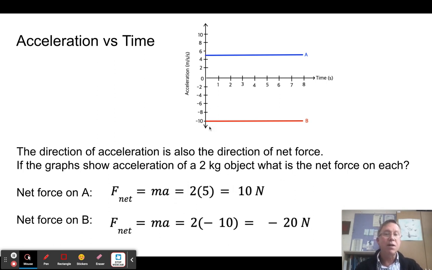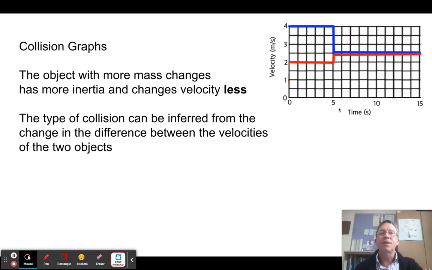Oh, I've got a 2-kilogram object, and it's accelerating at, I think I just heard my first cuckoo of the year. I love hearing cuckoos. Okay, so I can say, well, 2 times negative 10 is negative 20 is the net force.